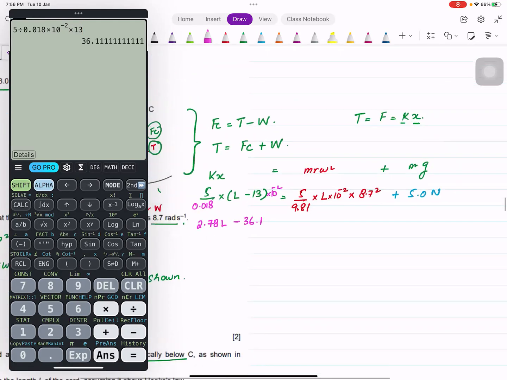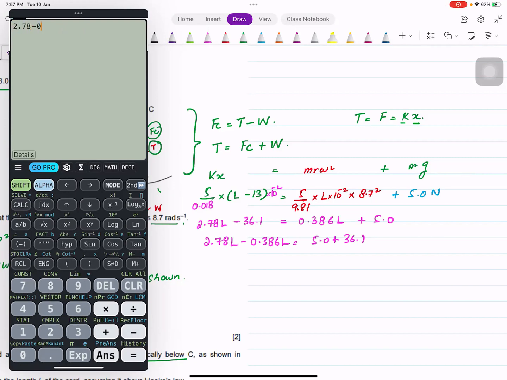Now on this side, it is 5 divided by 9.81 times 10 raised to power minus 2 times 8.7 squared. So this is 0.386 L plus 5, right? Is that clear? Now let's move things here and there. So 2.78 L minus 0.386 L equals 5 plus 36.1, right? So this is going to be 2.78 minus 0.0386.